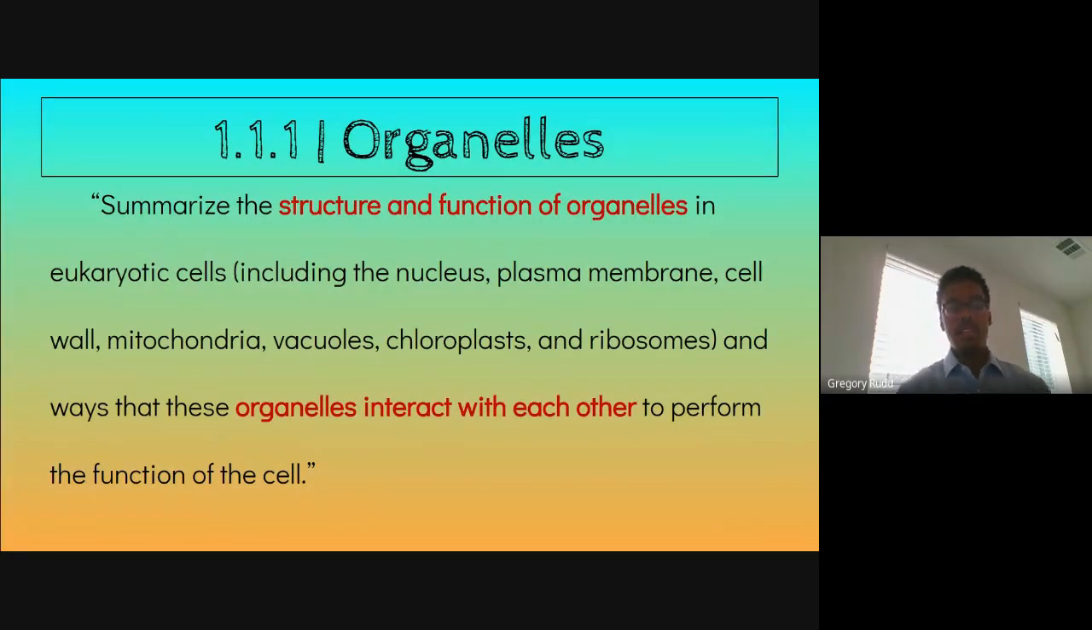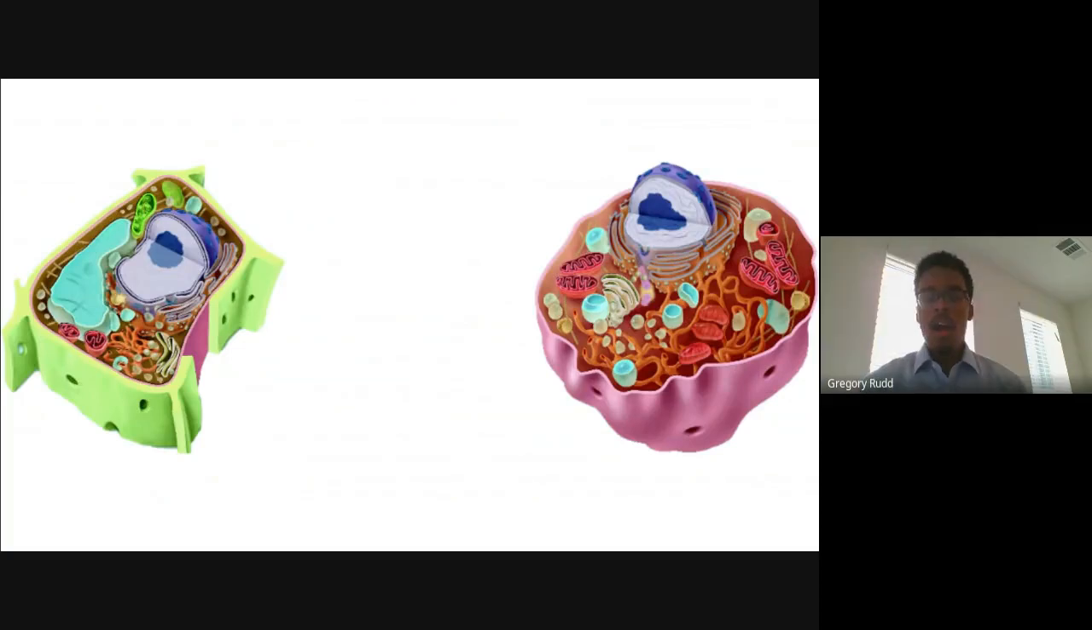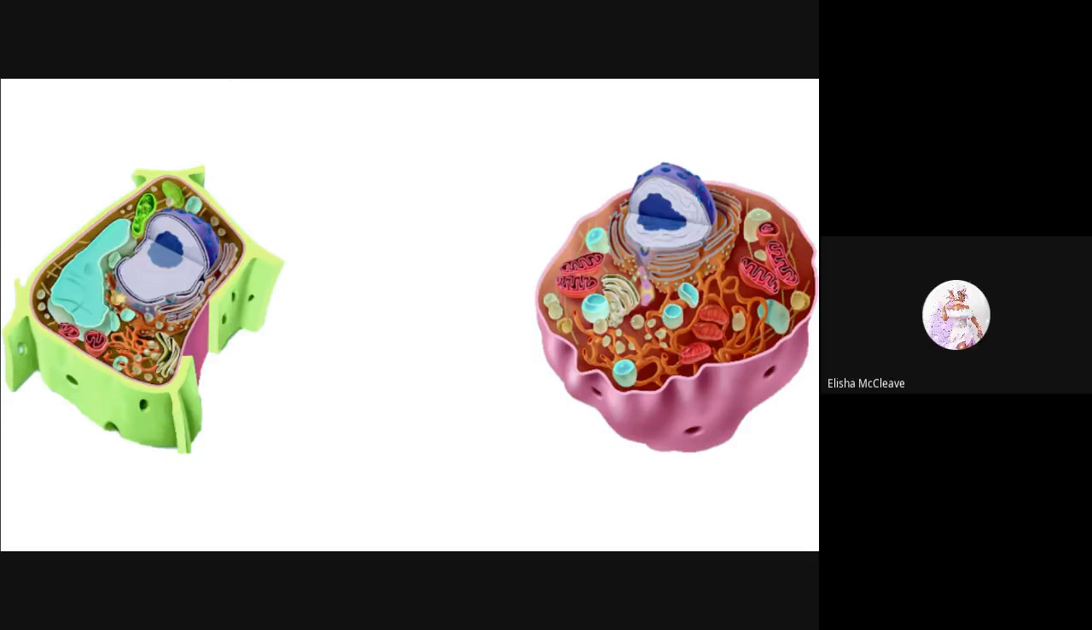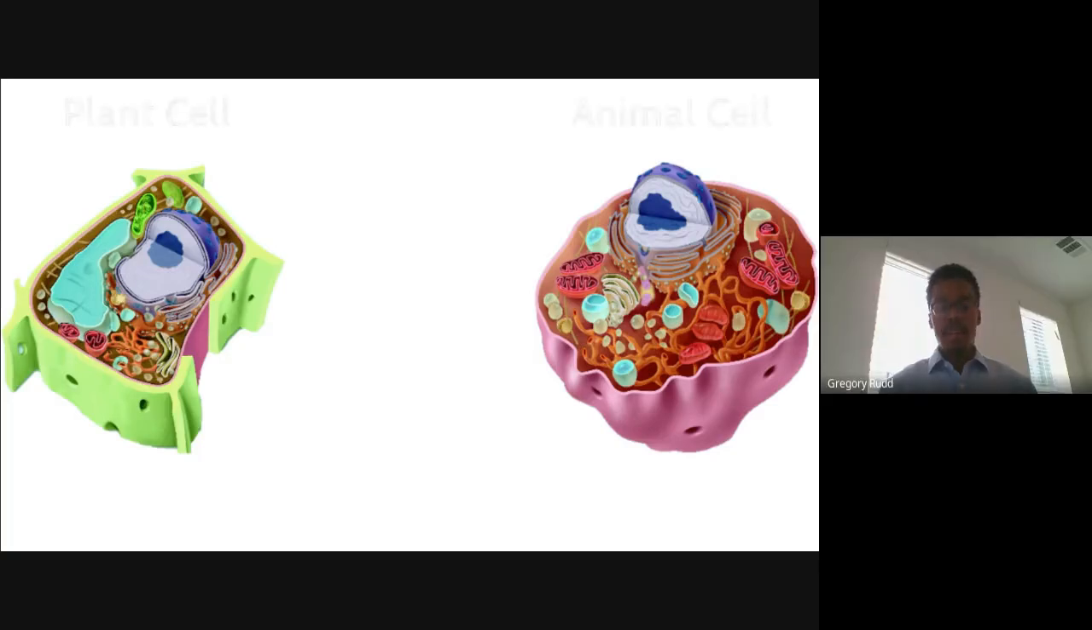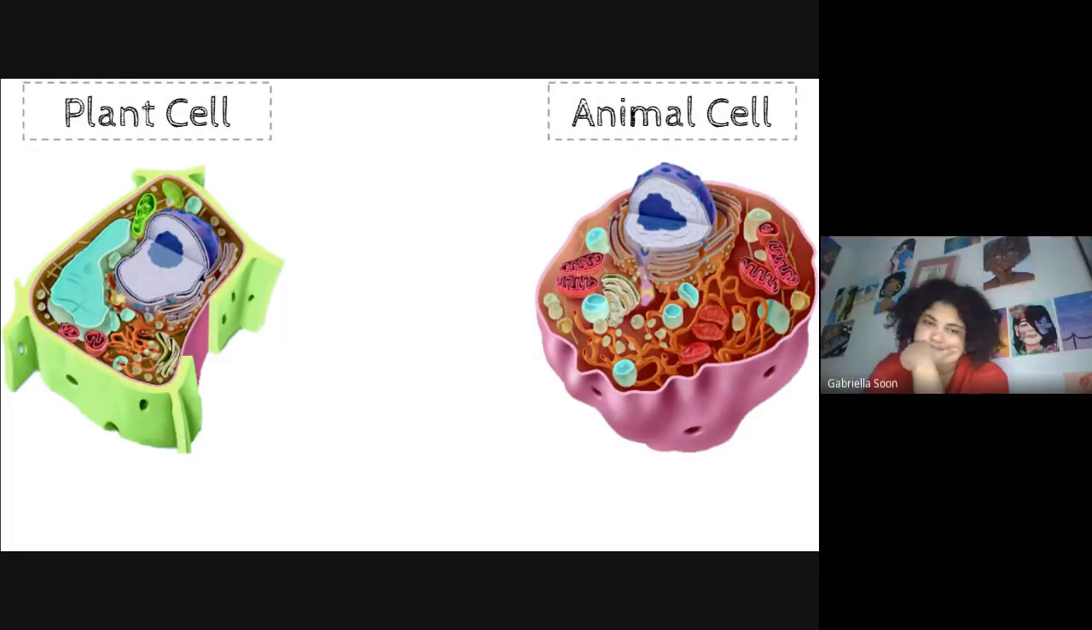You don't need to write down this standard. All right, we've got 2 cells here, 2 different types of cells. They are both eukaryotic cells. Does anybody know which one is a plant cell and which one is an animal cell? The green one is the plant cell. Good. All right.